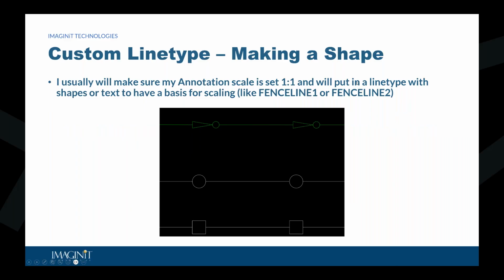So again, I usually make sure my annotation scale is set 1-to-1. I put in a line type with the shapes or text I want to use as a basis. So this is the fence 1 and fence 2 line types, just so I understand what it is already. This is fence line 1, fence line 2, and I kind of want to follow that spacing.